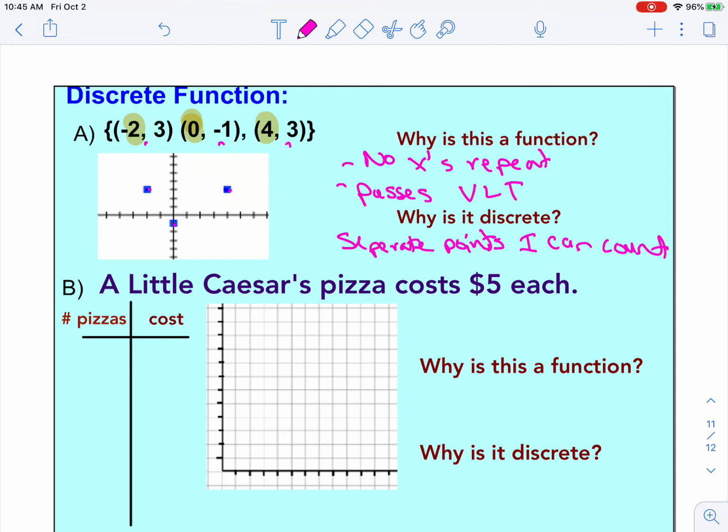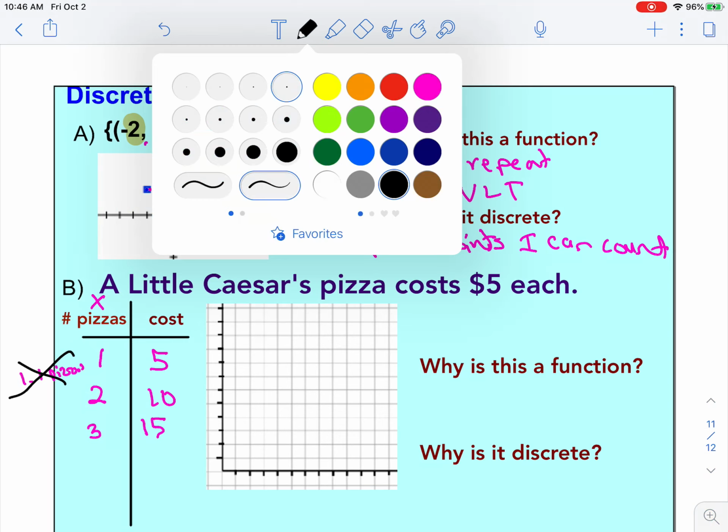Okay, so let's look at the second example. This is discrete because if you look at one pizza, let's say it costs $5. 2 pizzas, $10. 3 pizzas. For every X value of pizzas, I only have one exact Y value answer. And I can count. I can't have any information in between that I could measure. Another way to look at this is, can you purchase 1.1 pizzas? No. They are not going to allow you to do that. So that's how you know it is countable and discrete.